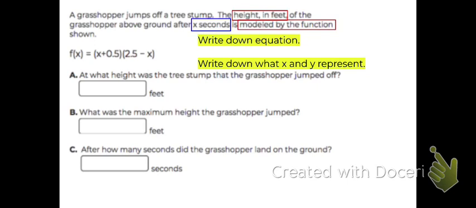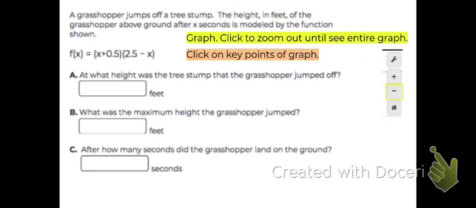Then graph it. When you graph it, you might not initially see the entire graph for these real-world problems. Sometimes you might need to zoom in or out.